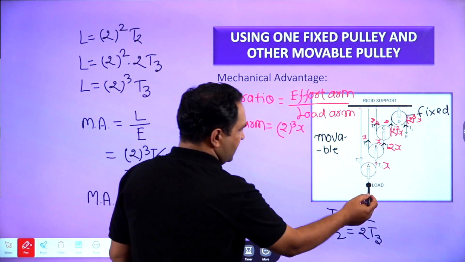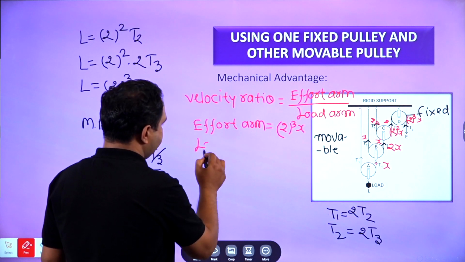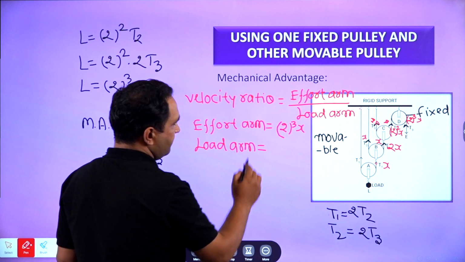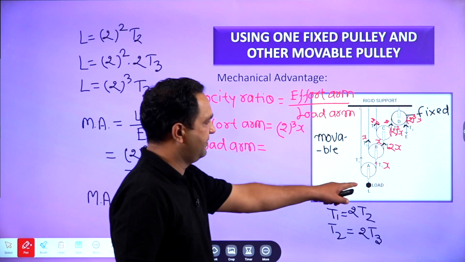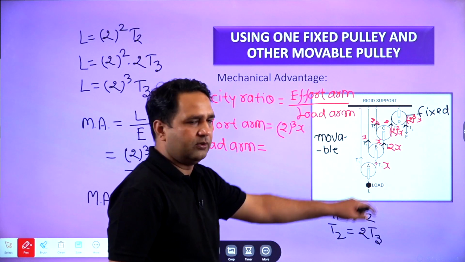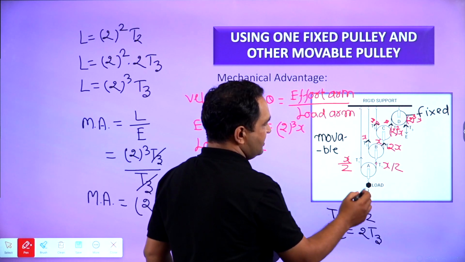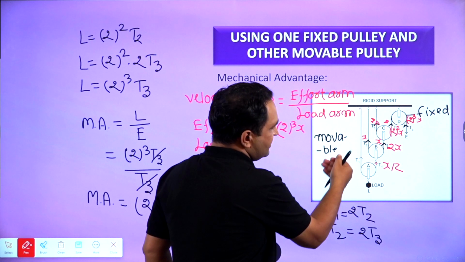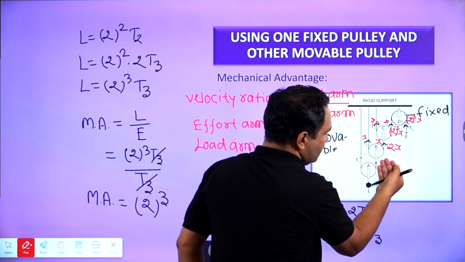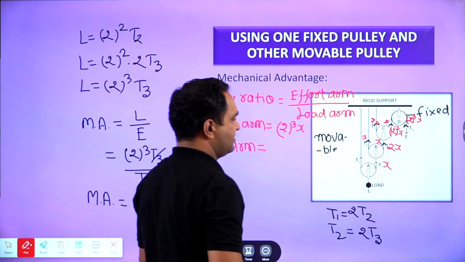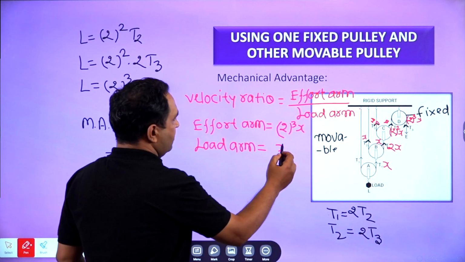How much displacement will be there in load arm? It will be equal to x. X by 2 at this side and x by 2 at this side. So this is fixed, hence the total displacement will be at this side only, so it is x. So load arm is equal to x.